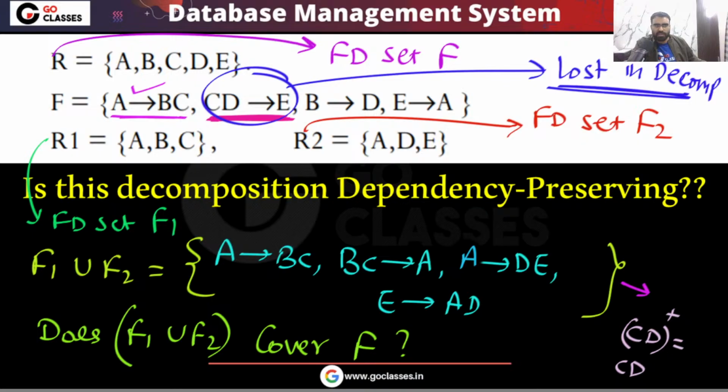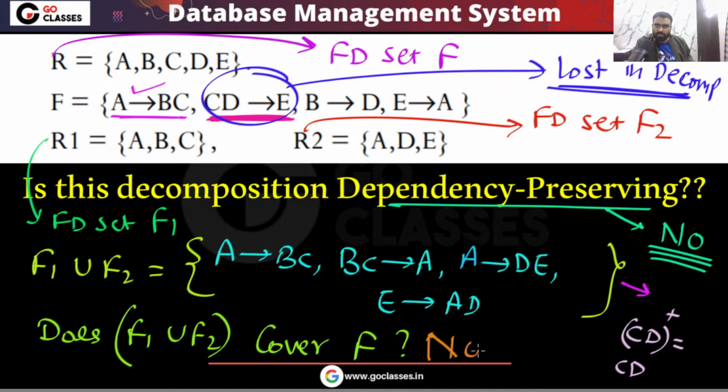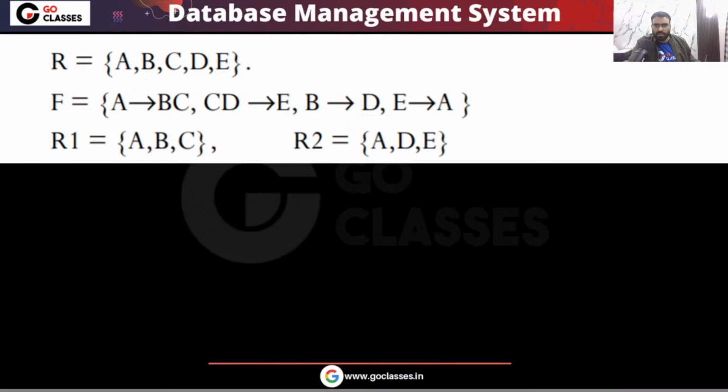Okay, is this point clear? So this decomposition is not dependency preserving decomposition. Is the decomposition dependency preserving? The answer is no. So you can see, does F1 union F2 cover F? The answer is no. Let's move on now. So I hope you understood.